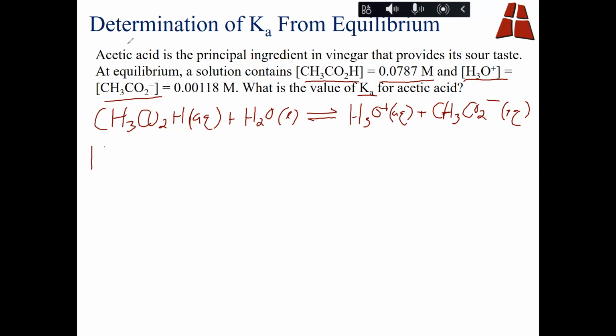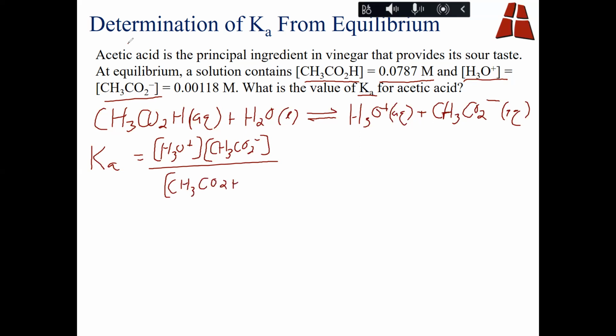Then write our equilibrium expression. So Ka equal to our mantra, products over reactants. So the concentration of hydronium multiplied by our concentration of acetate, CH3CO2 minus, then all over our reactants. In this case, that would just be CH3CO2H. We, again, would not include water because it is a pure liquid. Okay? So that's our equilibrium expression.